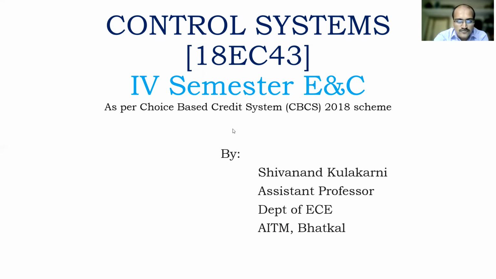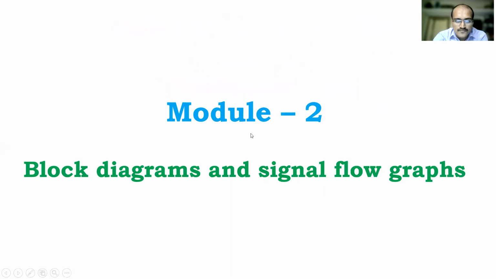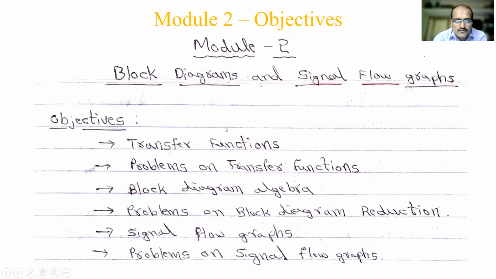We'll continue. In module 2, we will be discussing the block diagrams and signal flow graphs. It is a representation of the control system, and for that, the basic model required here is the transfer function model. That's why the first discussion will be on transfer functions. So what are the objectives of module 2?